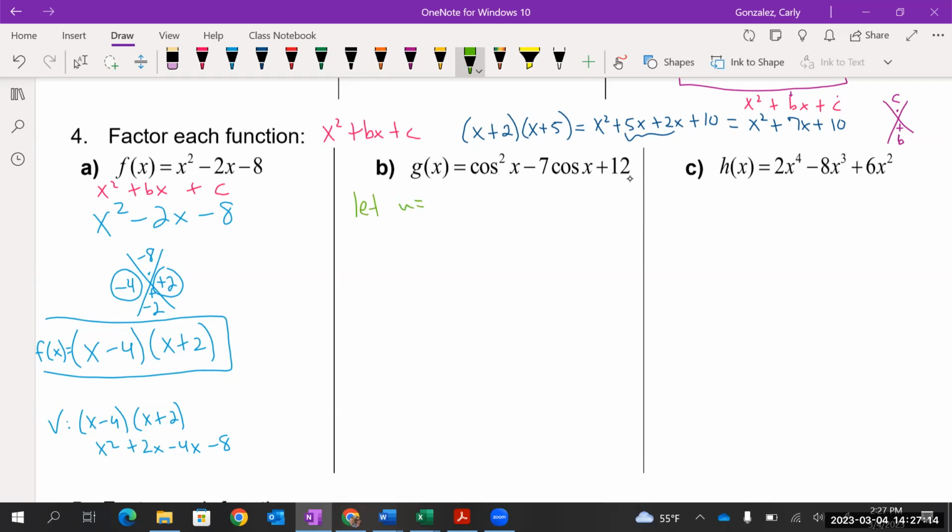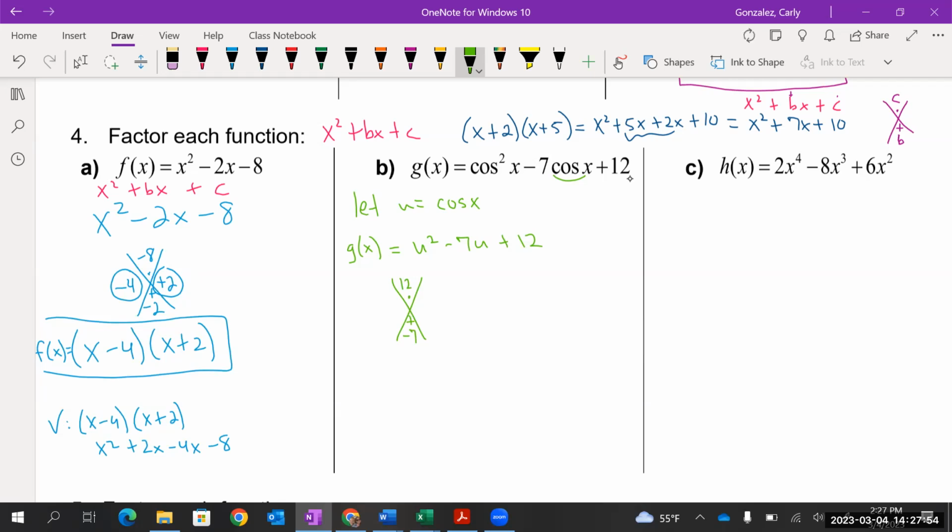u equal cosine x. So now we can rewrite g of x as cosine squared x, which we rewrite as u squared, and then minus 7 times u, again replacing the cosine x with u, plus 12. And so we're ready, because it's of that form, x squared plus bx plus c. So what multiplies to 12 and adds to -7? Take your time, go through factors of 12.